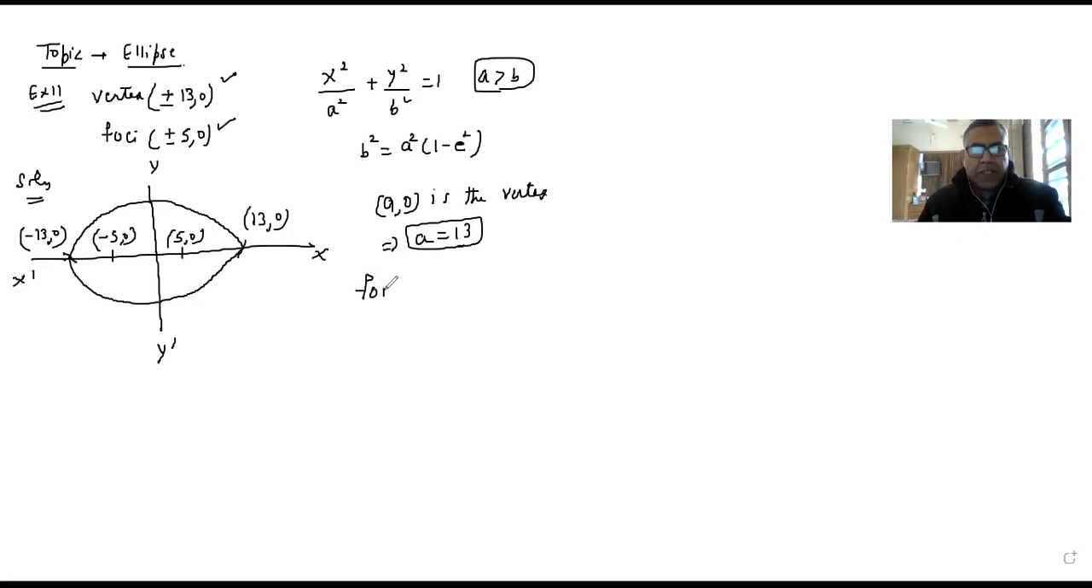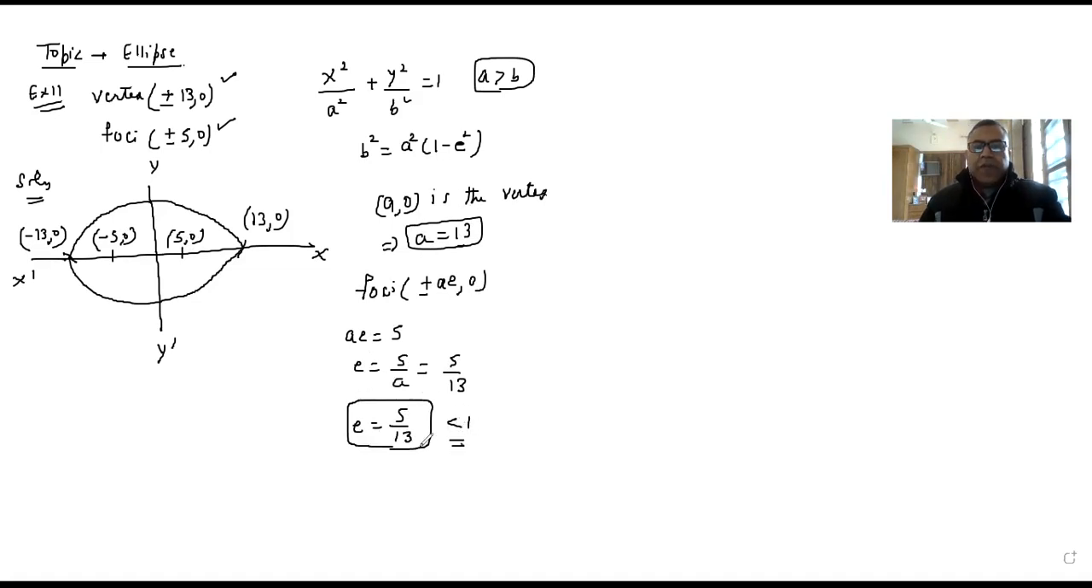Now the focus is plus minus ae, 0. Now the focus is 5, so which implies ae is equal to 5. e is equal to 5 over a, that is 5 over 13. e is equal to 5 over 13, which is less than 1. It is correct. So which implies my eccentricity is 5 over 13. So two things have come out: a is known to me, eccentricity is known to me.